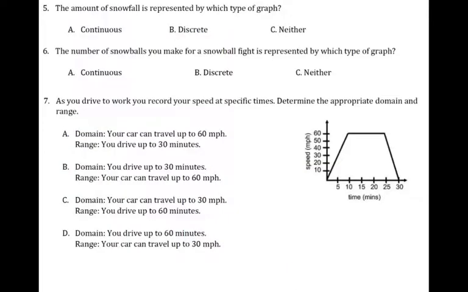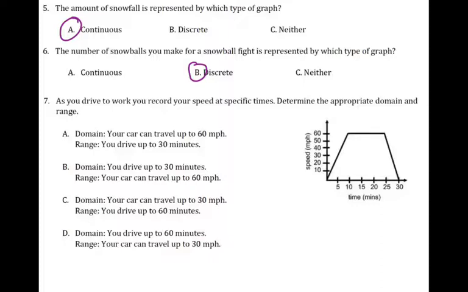Okay. The amount of snowfall is represented by which type of graph? Continuous, discrete, or neither? This would be continuous because your snow would have to be measured. It's not something that you can count. There's no way you can count snowflakes and figure out how much snowfall there is. That would be insane. Number 6, the number of snowballs you make for a snowball fight is represented by which type of graph? That would be discrete because you can actually count how many snowballs you have.